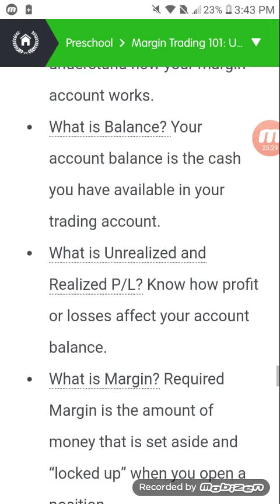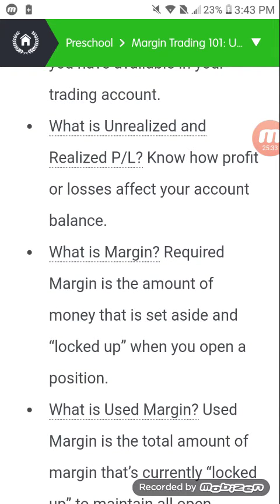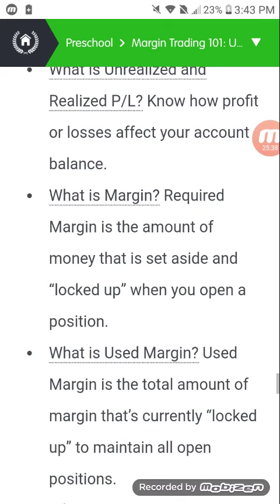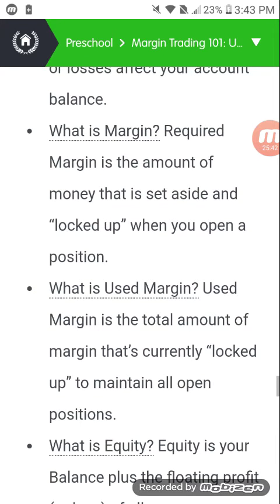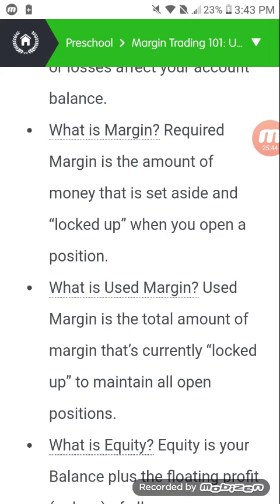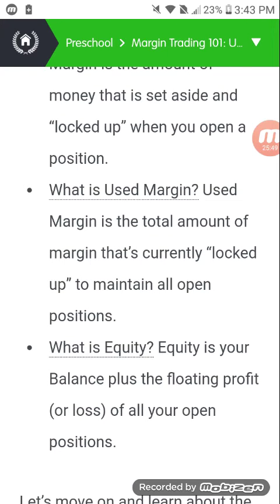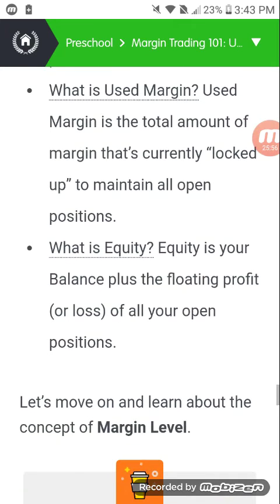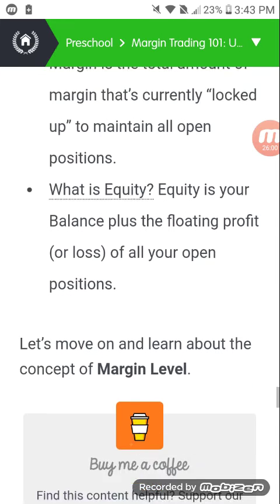What is your balance? Your account balance is the cash that you have available in your trading account. Unrealized and realized profit and loss is known as your profit and loss, which affects your balance. What is margin? Margin is the required amount that's held, set aside or locked up when you open a new position. What is your used margin? Your used margin is the total amount of margin that's currently locked up to maintain all your open positions. And what is your equity? Your equity is the balance plus the floating profit or loss of all your open positions.